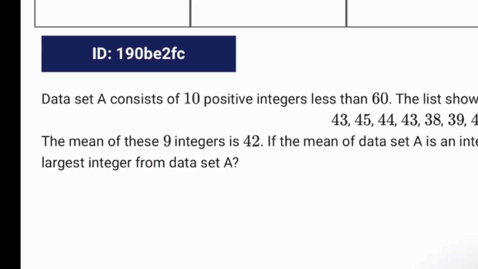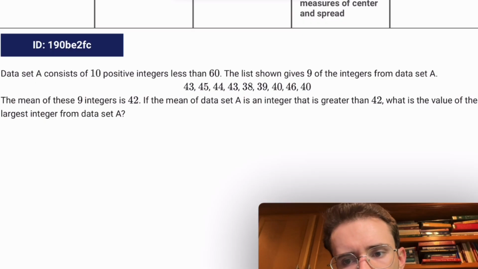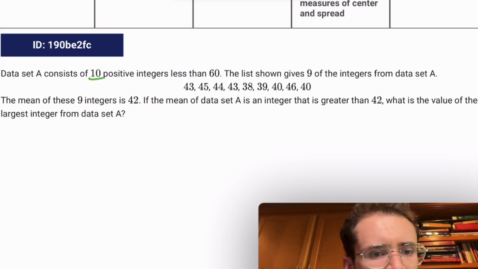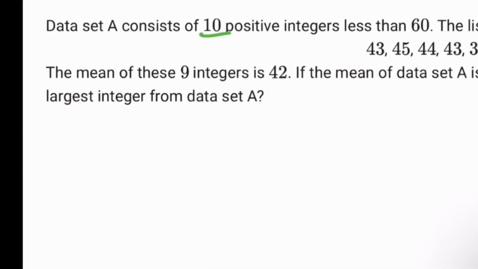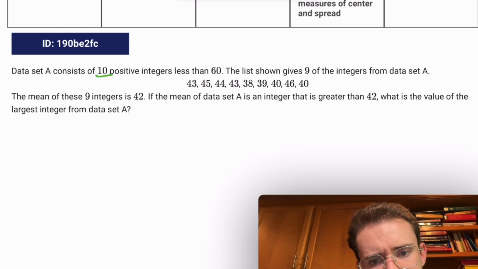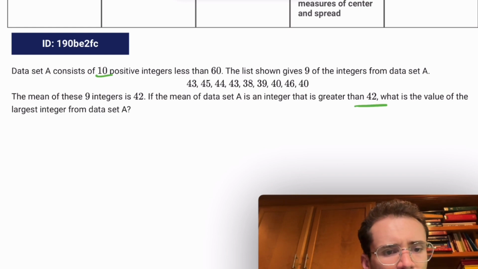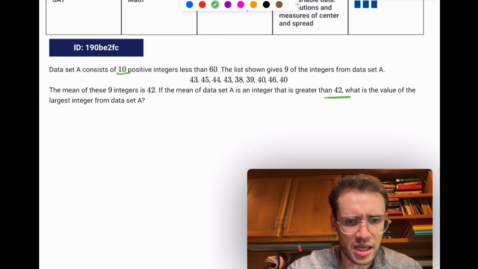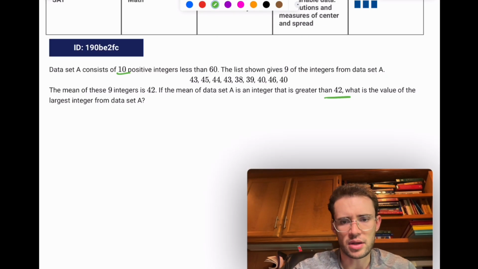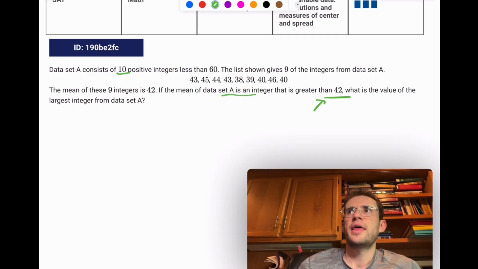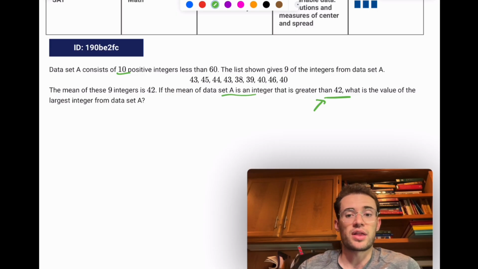Dataset A consists of 10 positive integers less than 60. The list shown gives 9 of the integers from dataset A, so we're missing 1 of those 10. The mean of these 9 integers is 42. If the mean of dataset A is an integer that is greater than 42, what is the value of the largest integer from dataset A? Basically, that means when you add in the 10th point, it's raising the mean. So the mean of the data set as a whole is greater than 42, so that 10th number has to be bigger than 42.